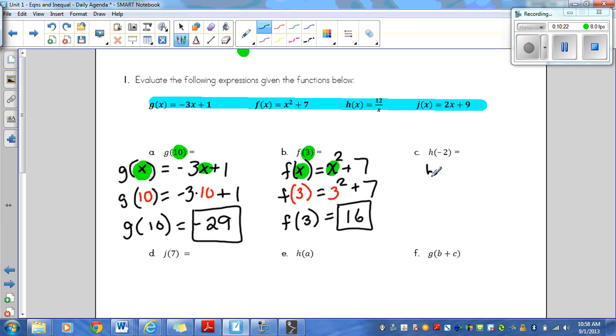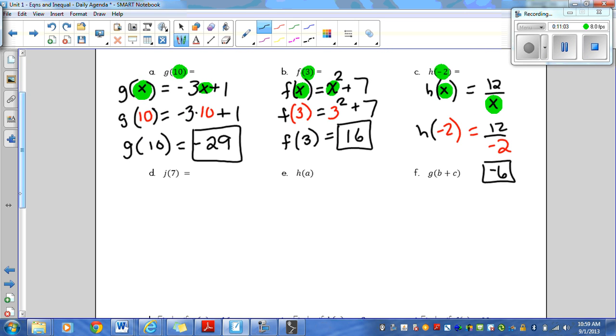Same thing with h of x. H of x equals 12 over x. This is telling me h of negative 2. So every place I see an x, I'm going to put negative 2. And so you now see that you have 12 divided by negative 2, and that is equal to negative 6.